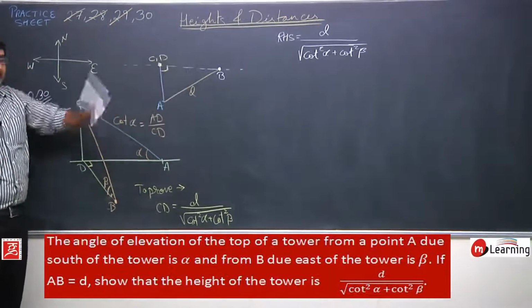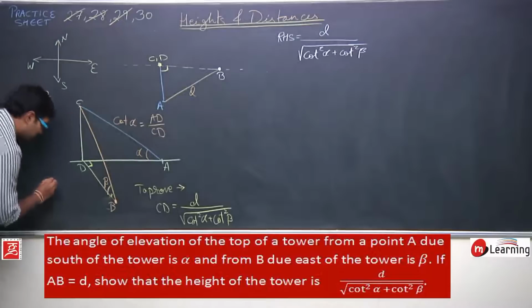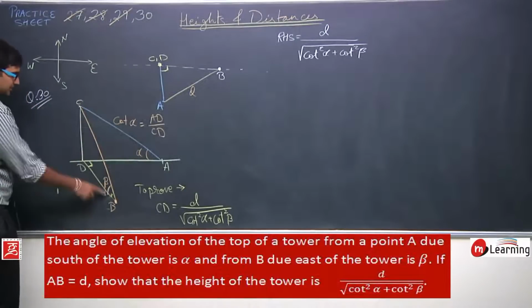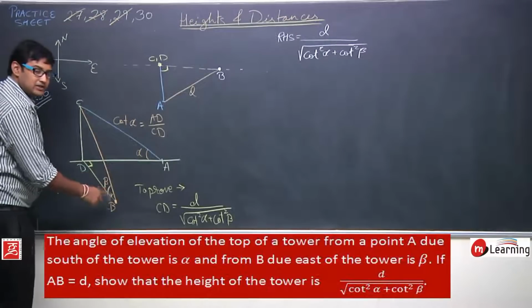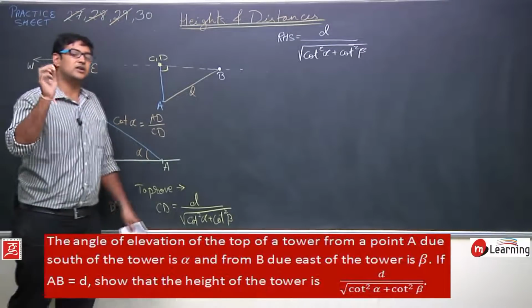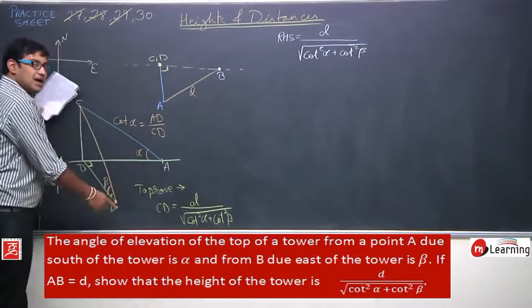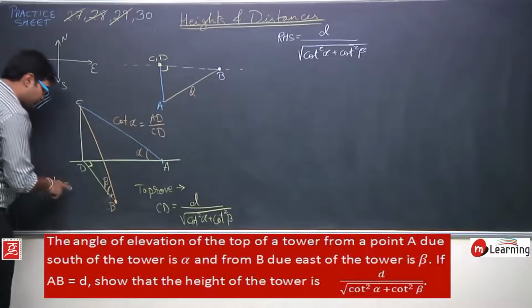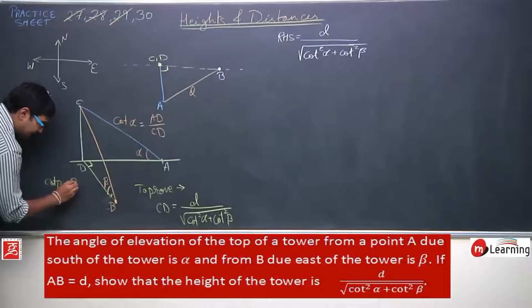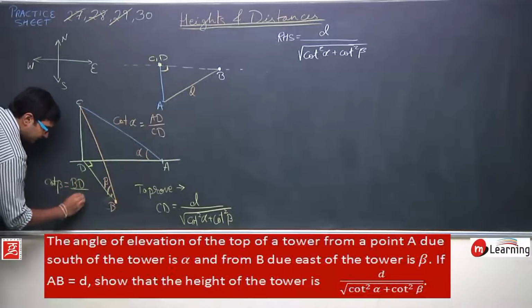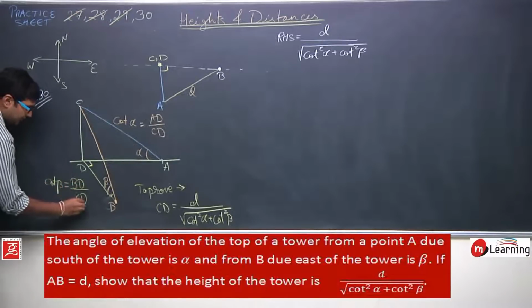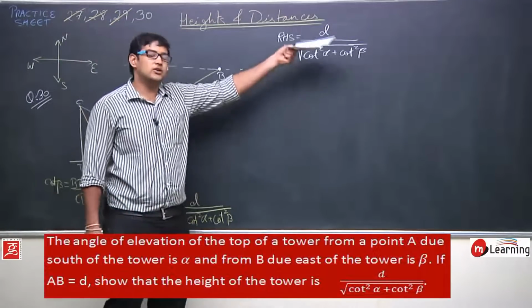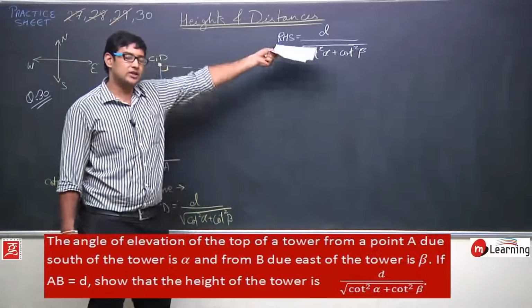Now then cot beta, what is cot beta? Cot of beta is equals to, you can see this beta angle lies in this triangle BCD. Remember this BCD is also a right angled triangle where this BC is the hypotenuse, this BD is the base and this CD is the perpendicular. So here also I can write cot beta is equals to BD, which is the base, upon CD, which is the perpendicular. So I have the value of cot beta and cot alpha. Now what should I do? I will substitute these two values in this equation.